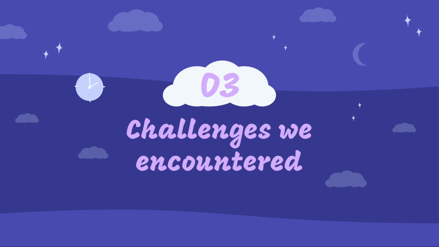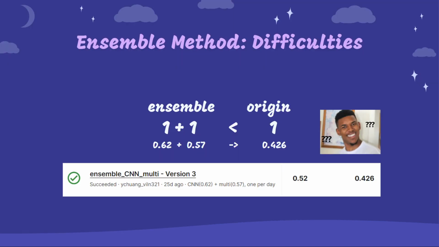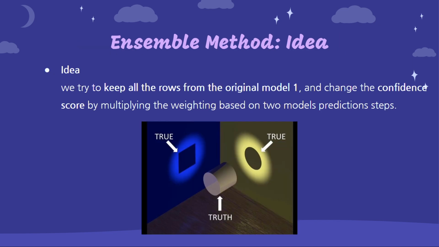Okay, however, the ensemble method is not as easy as we thought, so let's talk about the biggest challenge we have encountered. The results of the first few ensemble experiments were quite bad. We got 1 plus 1 less than 1, which means that the ensemble result is worse than both of the original results. After discussion and observation, we were inspired by a graph that the professor mentioned in class, which is that we should combine two different perspectives of the model to get a better score.